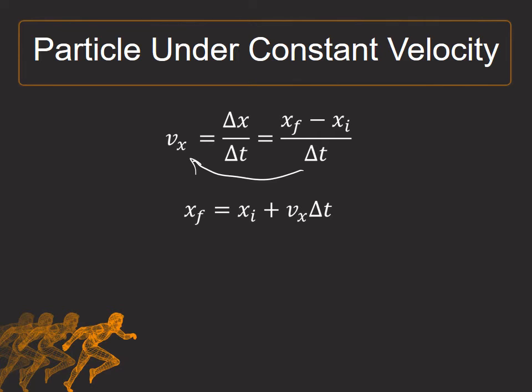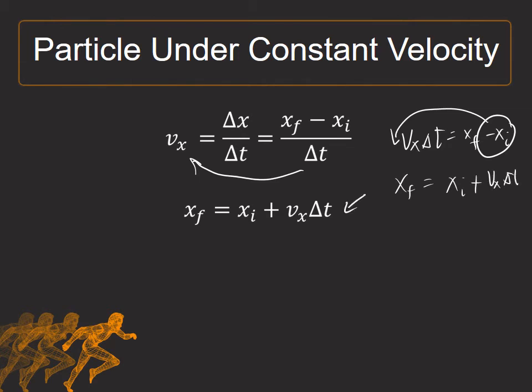Vx delta t equals xf minus xi. Transpose xf to the right side or left side, so it will become positive. Therefore, xf is equal to xi plus vx delta t. So, ito na yung. This is the only formula for particles under constant velocity.